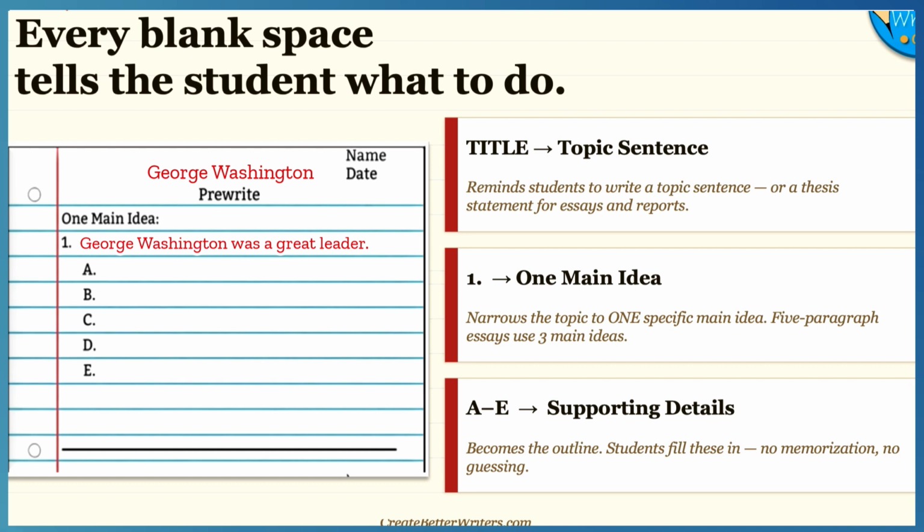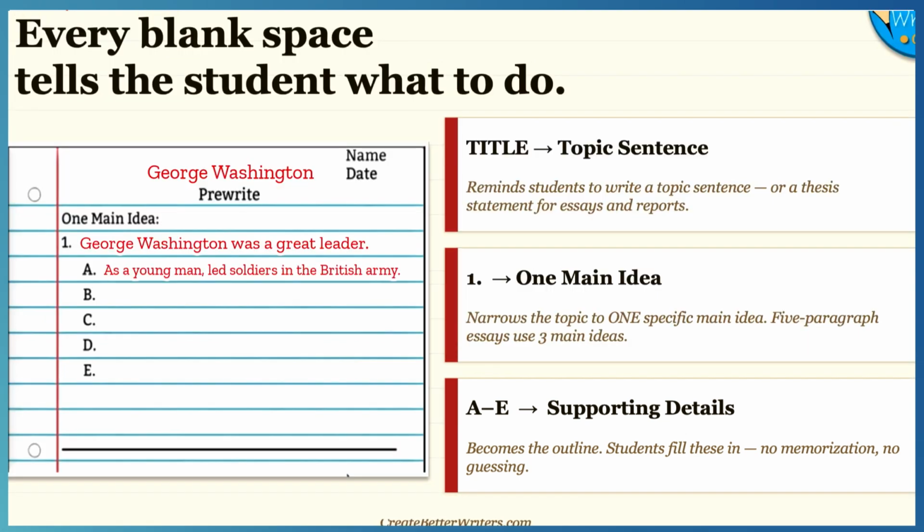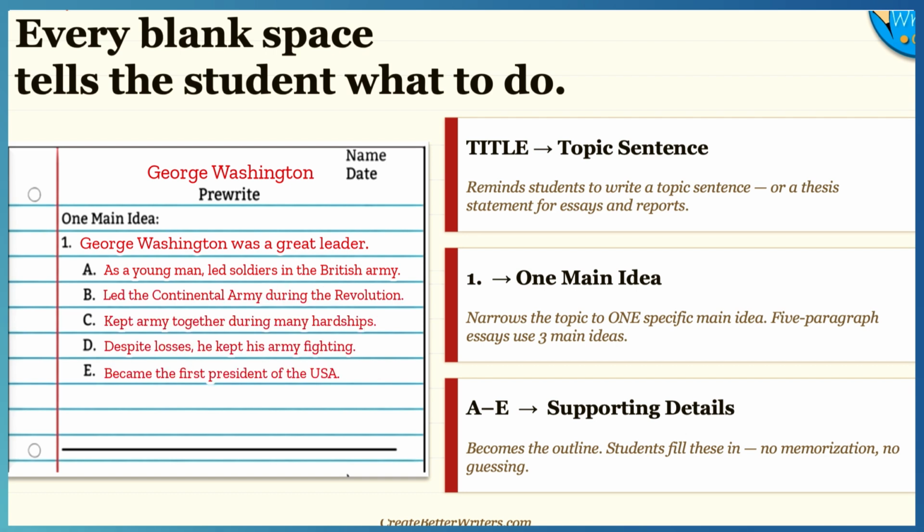And now you see the A through E. The students are going to see the blank space, A through E, and they go, oh, I know, I need to add 5 specific details about that one specific main idea. And any detail that's not on that one specific main idea, they're not going to put in there. So now they've got the topic, they've got one main idea, they've got supporting details, and now writing the paragraph's the easy part because the hard work's over.